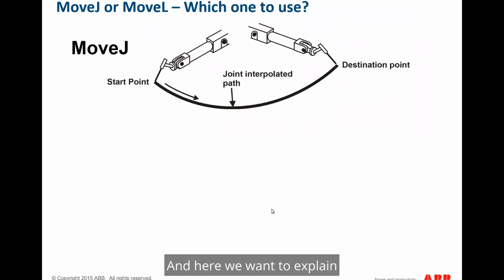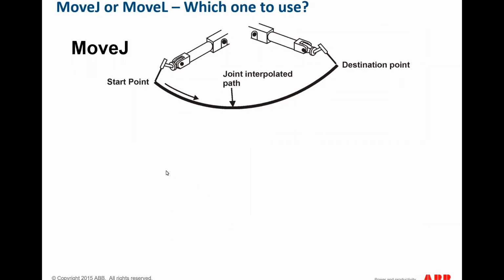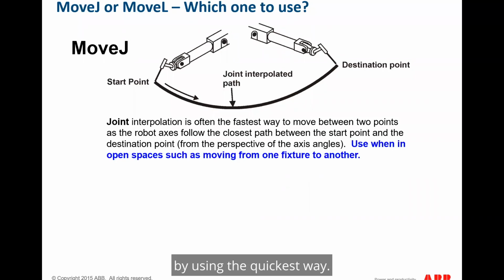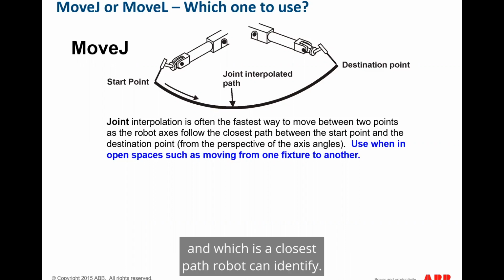And here we want to explain the 2 commonly used move instructions. One is called MoveJ, another is MoveL. And which one you want to use? For MoveJ, it moves from a starting point to an end point, the destination point, by using the quickest way. This interpolation can directly move from the starting to the end. And with the closed path, the robot can identify.